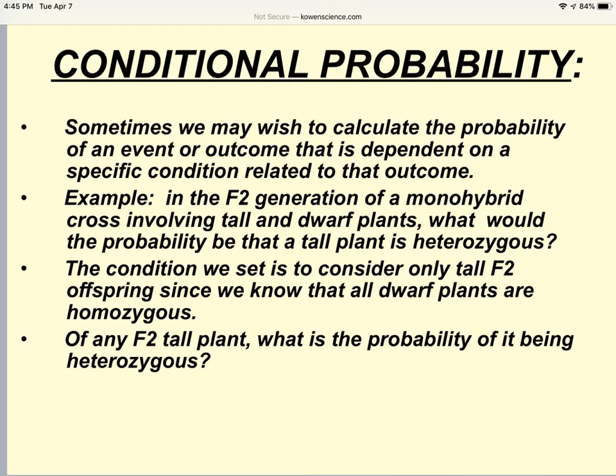has happened. So, for example, in the F2 generation of a monohybrid plant, where we have tall plants and short plants, what would be the probability that a tall plant is heterozygous? The condition that we set is to consider only tall F2 offspring, since we know that all the dwarfs are going to be little t. So of the F2 tall plants, what is the probability of it being heterozygous? That's an example of a conditional probability.